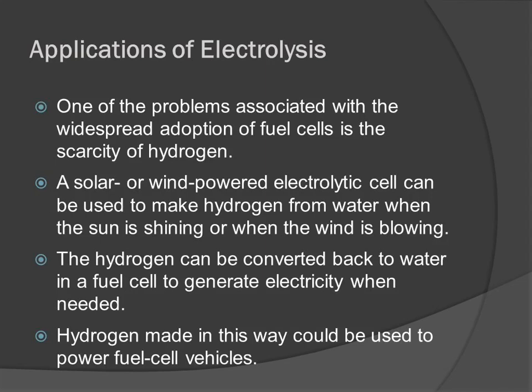Well, one of the problems that comes up with running cars on hydrogen is that there's just not a lot of hydrogen out there. There's a lot of oxygen in the air. There's just not that much hydrogen. So one way you can get around that is by using electrolysis. So what you can do is you can use either solar power or wind power to generate hydrogen from water.